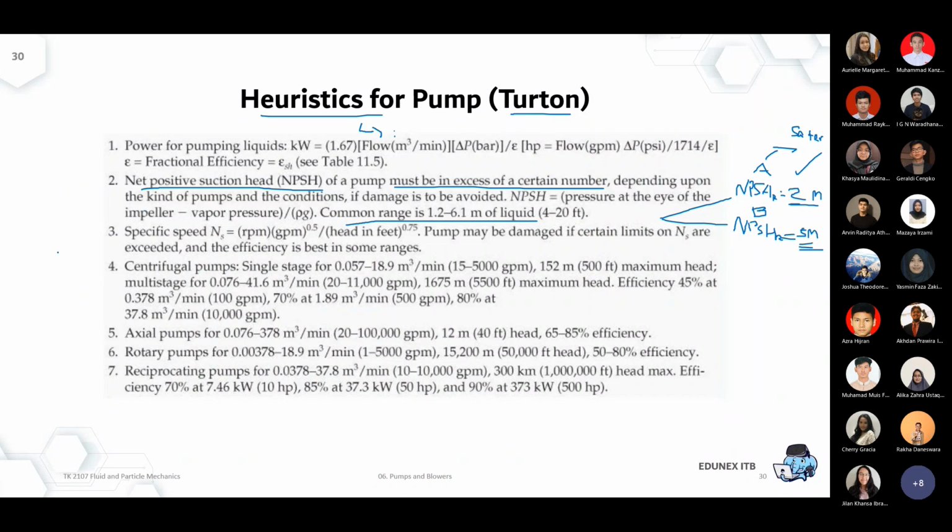Okay, so some of the things that are again useful, just for your general knowledge. For a single stage centrifugal pump, this is typically the range of flow rate. If it's less than 0.05, then you more likely need to use another type of pump. Same thing above 19 cubic meters, maybe you need at least 2 pumps or another type of pump. And maximum head is typically around 150 meters. For multiple stages, the maximum head can be much higher.